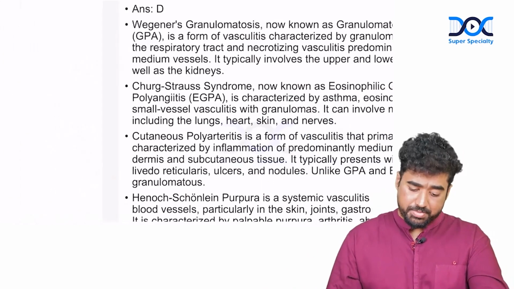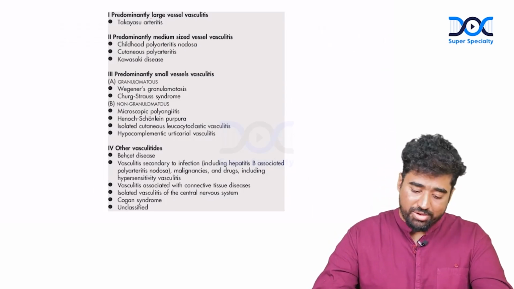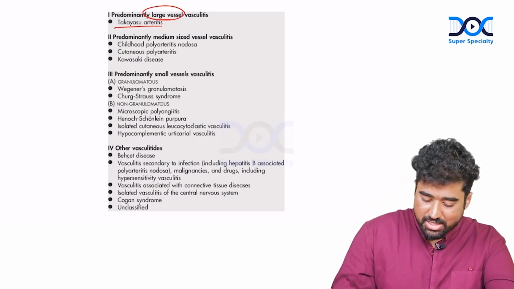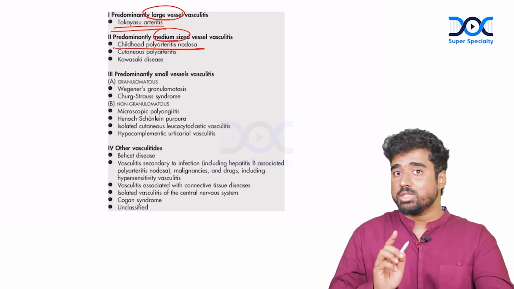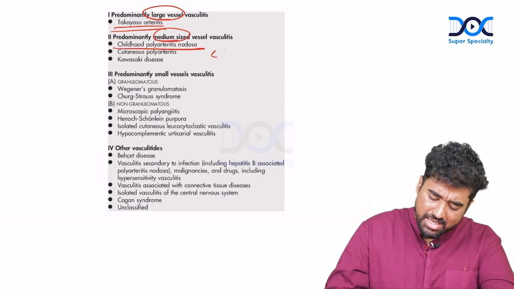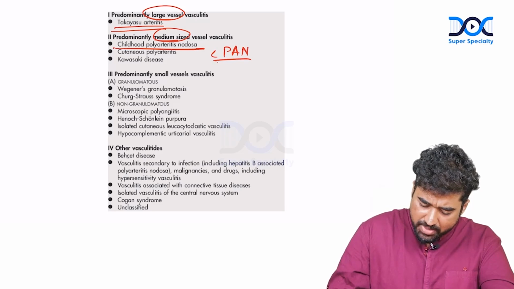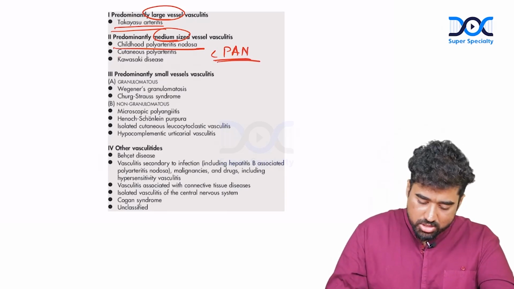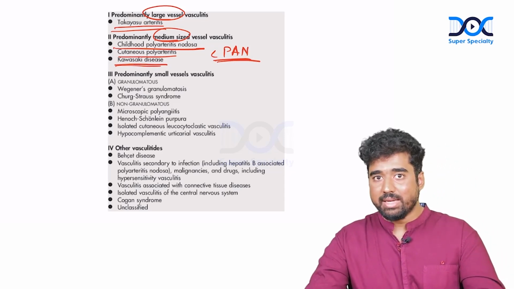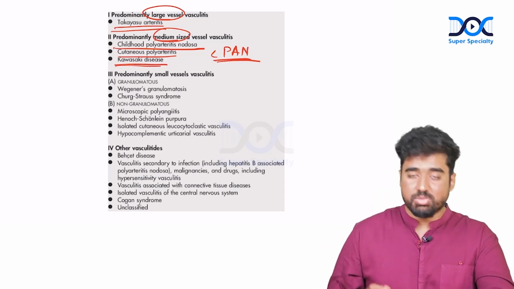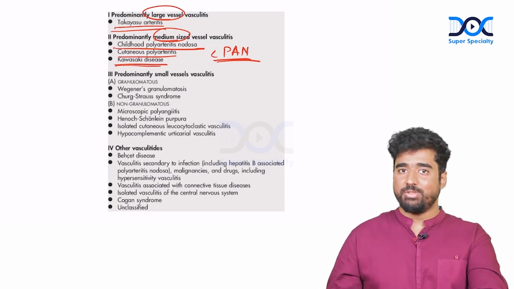So this is the pediatric classification of vasculitis, where the large vessel vasculitis is Takayasu, then medium vessel vasculitis where there is childhood PAN, and also cutaneous polyarthritis, which was earlier called C-PAN or cutaneous PAN, now especially in children called cutaneous polyarthritis. Then there is our main disease, Kawasaki disease, and then various small vessel vasculitis and variable vessel vasculitis.